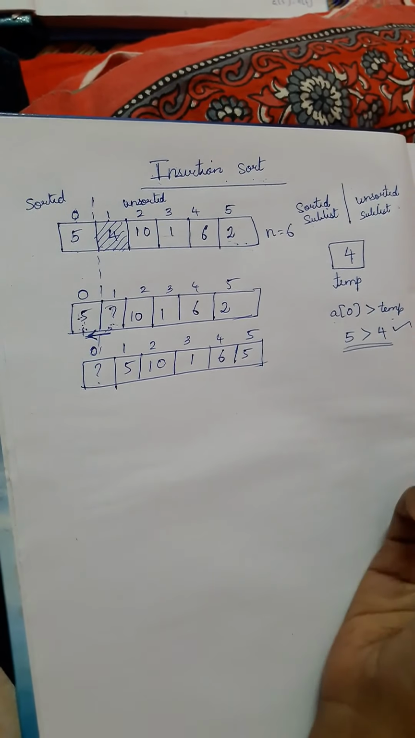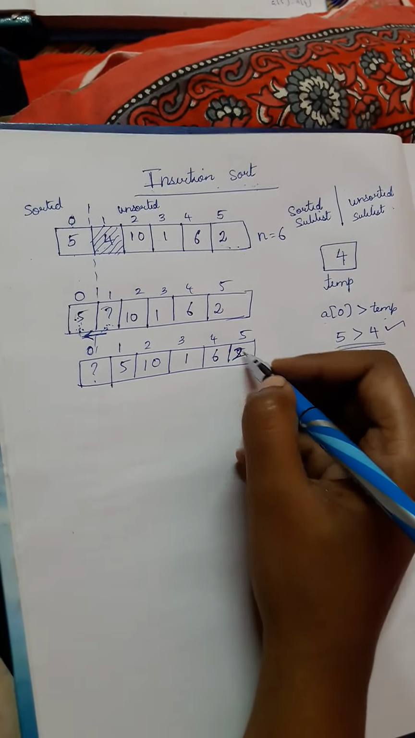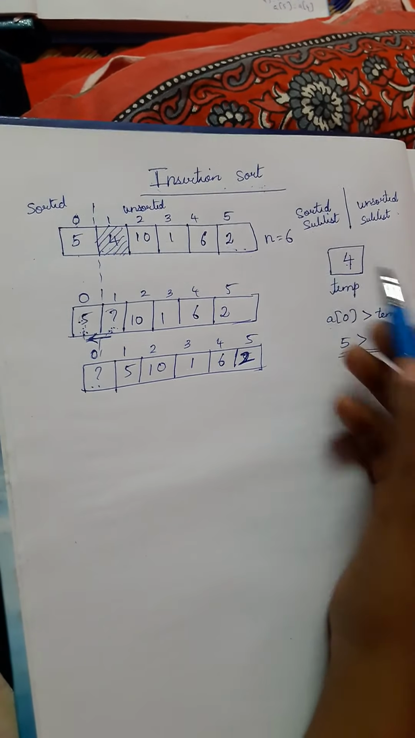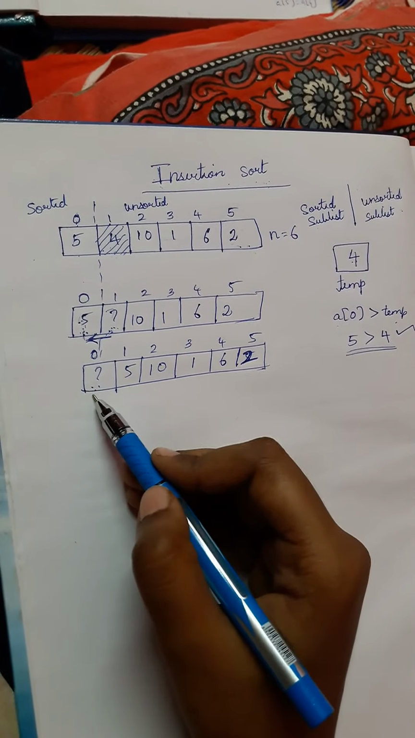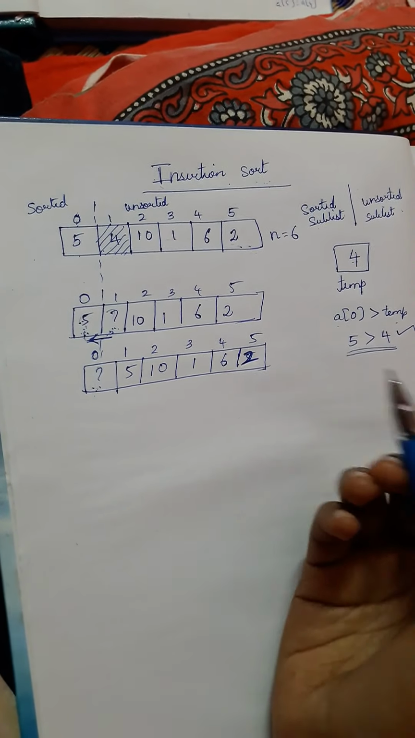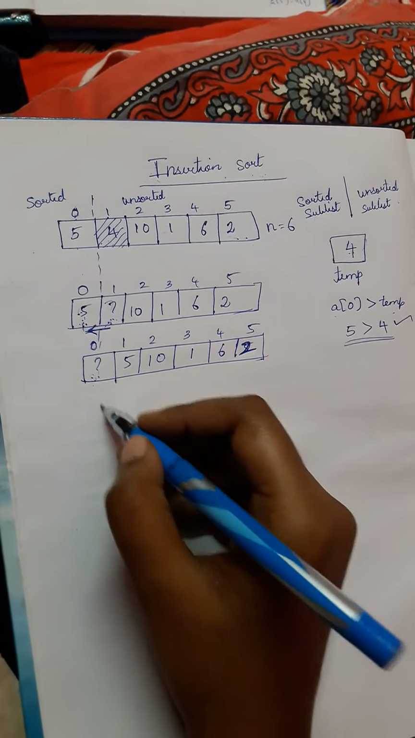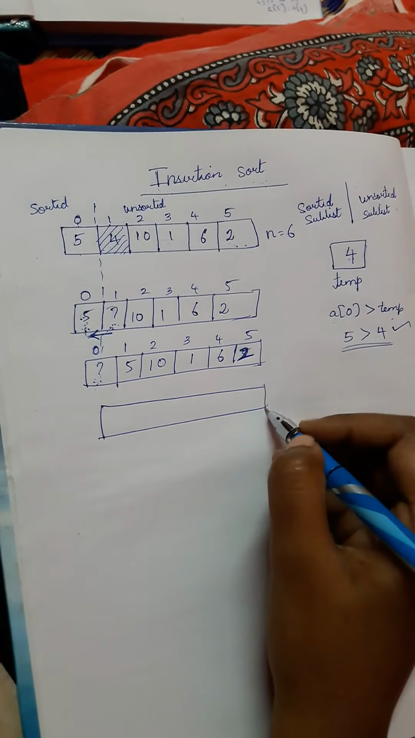Okay, so this will be the order of this array. So now again this place and temp value I am going to compare. At this position no value is there, so I will put that value 4 here at this position. Okay, so now what will be the array?